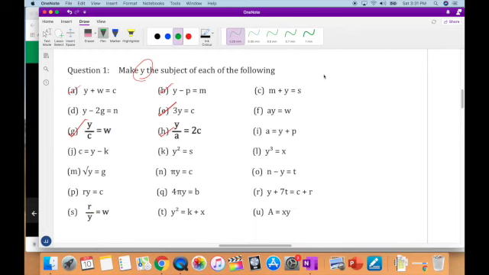And Scotia, y over a equals 2c. I have the a on both sides, so transpose the a. If you fling the a across, it's divided by a, so it will become multiplied by a. Alright, and we usually try to write it in alphabetical order. Sometimes 2ac is quite normal as well, right? Nice.